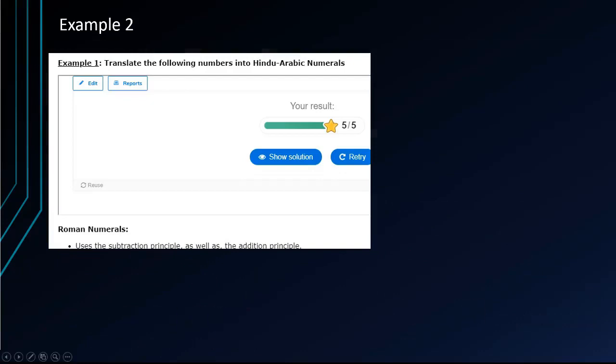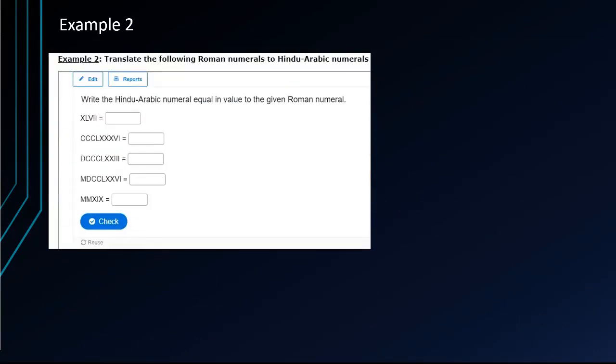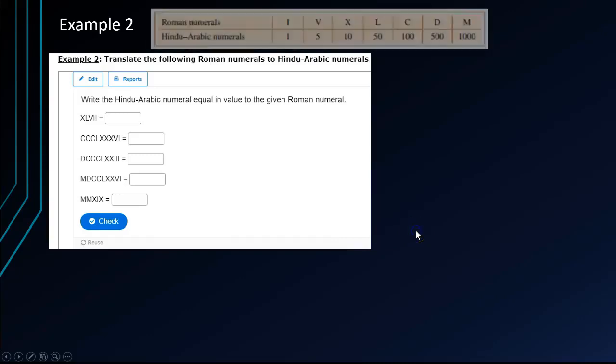In the second example, you're asked to translate the Roman numerals into Indo-Arabic numerals, our form. So again, we have to make sure we're aware of the rules of Roman numerals. One of which is that you can only subtract ones, tens, and hundreds, and only from the previous two symbols. So I's can be subtracted from V's and X's.